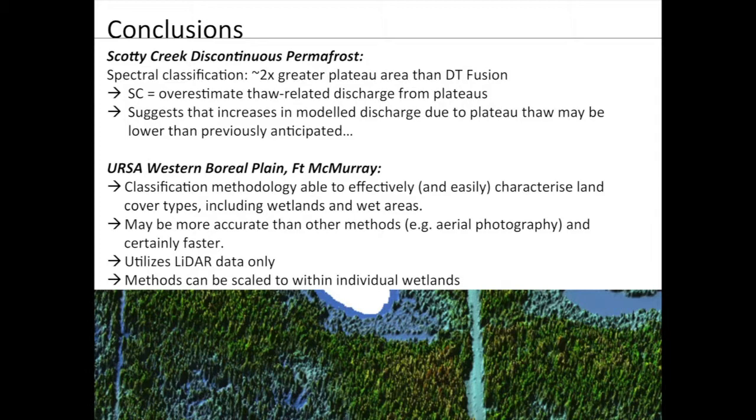In the Western Boreal Plain, we found that our classification methods were able to effectively and quite easily characterize the land cover types, including wetlands and wet areas. And it certainly is faster than other methods once we have all the data products that we need to derive, and that's also time consuming. But it's certainly faster than manual delineation from air photos. It uses LiDAR data only, which is great for the province of Alberta because we've got this wonderful data set. And the methods could be variably scaled.